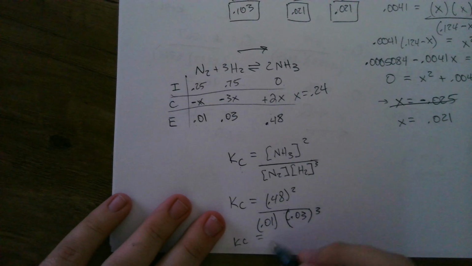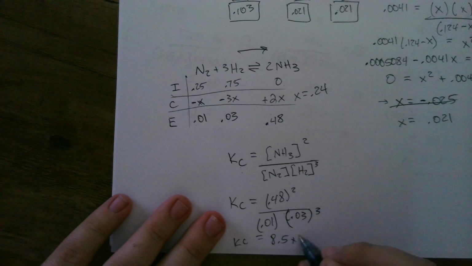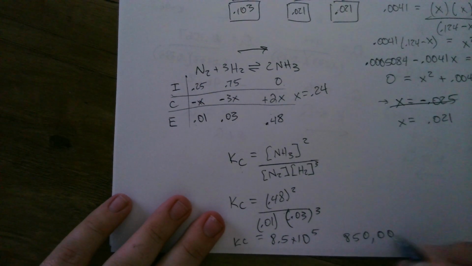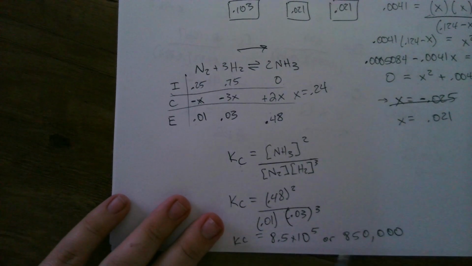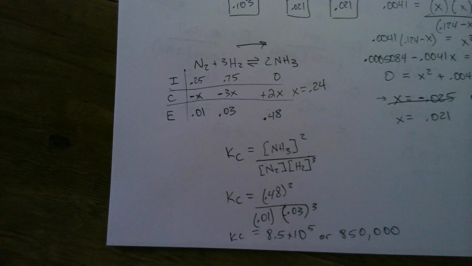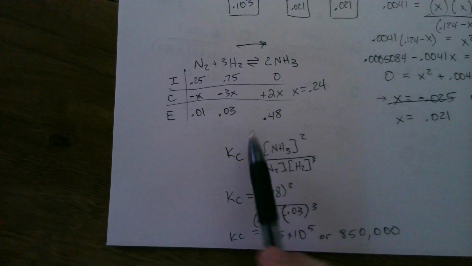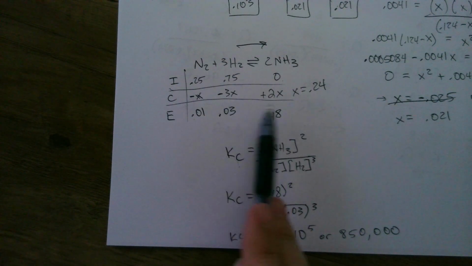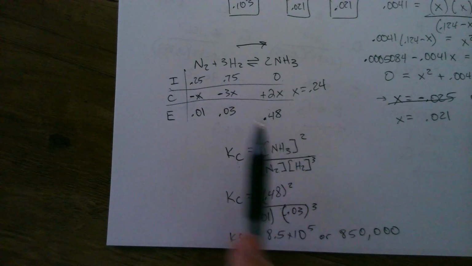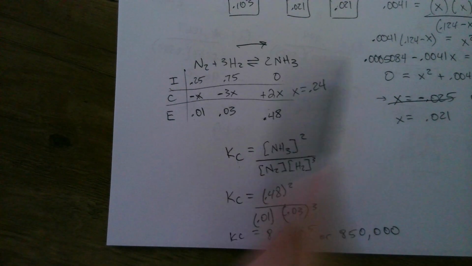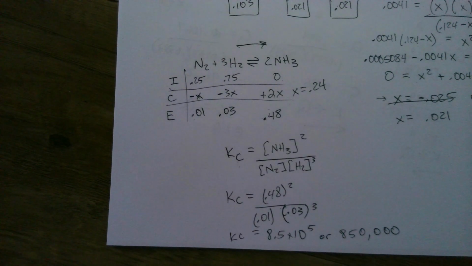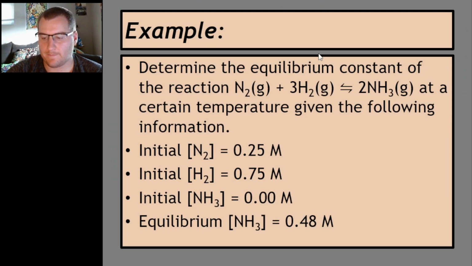Really big number, 8.5 times 10 to the 5th, or 850,000. This K is a huge number, meaning products are heavily favored, which makes sense if we look at this reaction, right? I started with only reactants, but look, almost all of it turned into products. So this is a very product-favored reaction. Almost all of my reactants got consumed. Almost all of everything turned into a product. Okay.